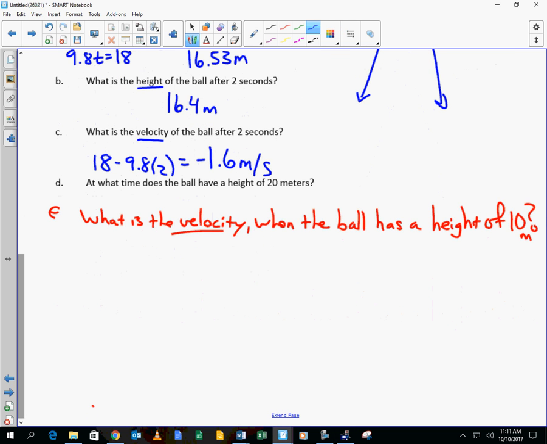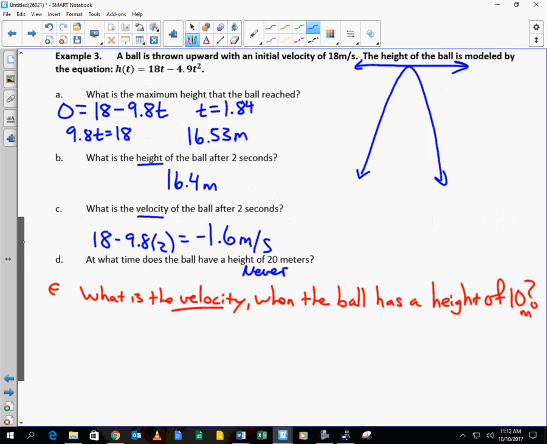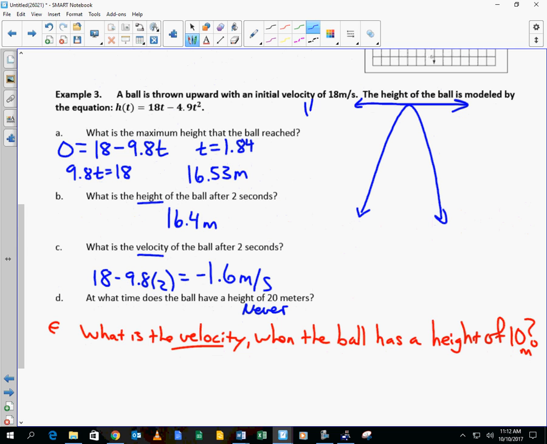Now, at what time would the ball have a height of 20 meters? Never. Why? Good. So how about this? What is the velocity when the ball has a height of 10? Now this was like 16.5 up there, so we're wondering when it has a height of 10, what's the velocity? That's what we're trying to figure out. It would help if I knew the time at which that happened, right? Can we figure out the time at which it happened?